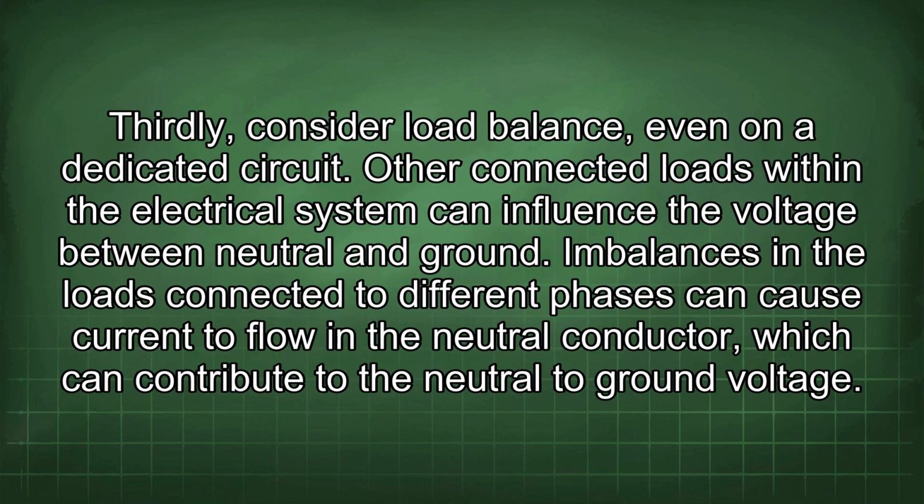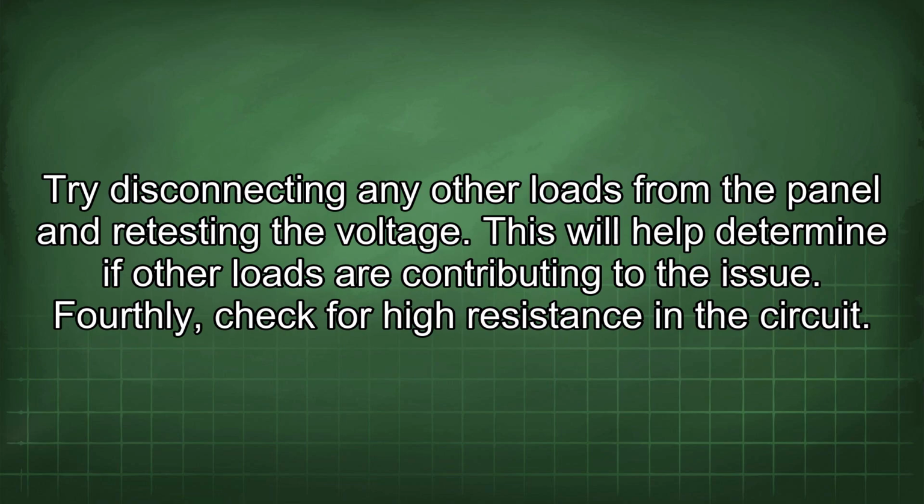Thirdly, consider load balance, even on a dedicated circuit. Other connected loads within the electrical system can influence the voltage between neutral and ground. Imbalances in the loads connected to different phases can cause current to flow in the neutral conductor, which can contribute to the neutral to ground voltage. Try disconnecting any other loads from the panel and retesting the voltage. This will help determine if other loads are contributing to the issue.